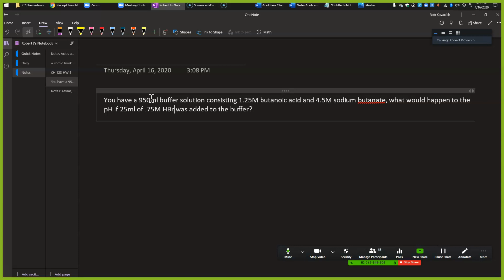So I have this buffer. It's going to be buffering at a particular pH. Then I'm going to add an acid to it. So the pH is going to go down. But because it's a buffered solution, the pH is going to go down very little. So it's 327.